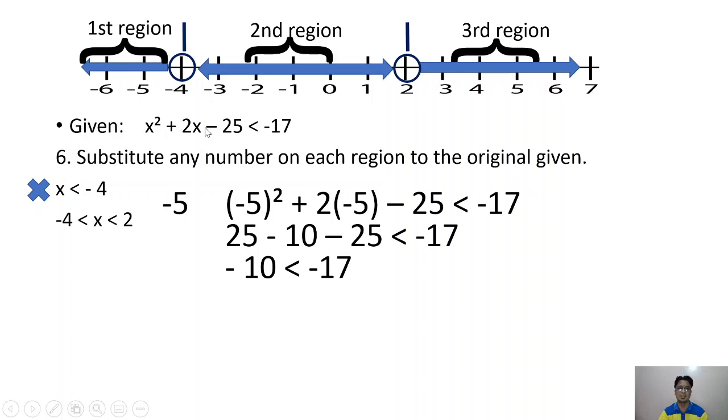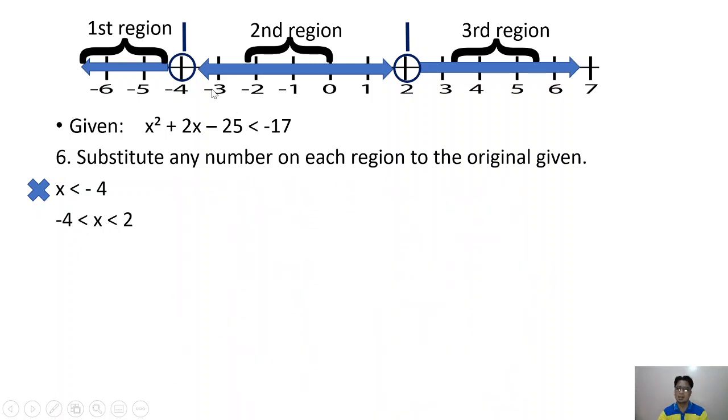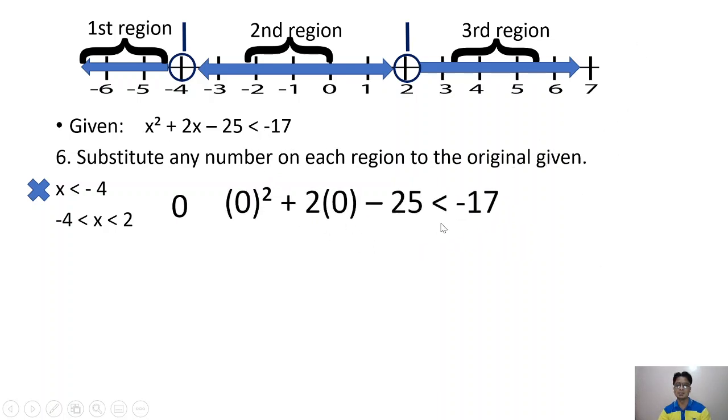Let's move on sa second region natin. Ano nga yung second region natin? X is greater than negative 4 but less than 2. Again, pwede ka mamili ng kahit anong number dyan. Kung ako ang tatanungin, pagka ganyang namimili ng number, kukunin ko yung madali ang value. So in this case, halimbawa, 0. Ayan. If I'm going to choose 0, ipapalit ko lang sa original equation. Pag 0 yan, any number multiplied by 0 is always equal to 0. Sa makatwid po, ang matitira lang, negative 25.